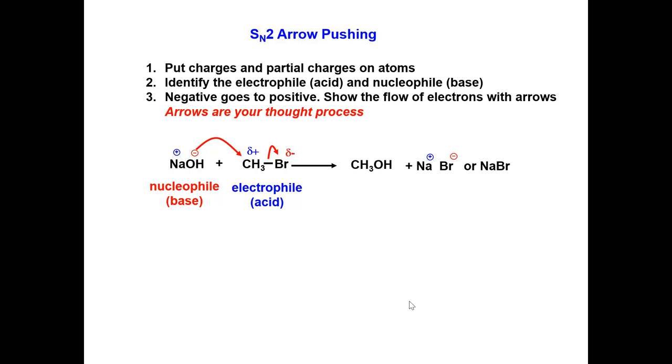Using your arrows as a guide, draw the products. Your arrows show bond formation and breaking. Oxygen-carbon bond formation, carbon-bromine bond breaking, products formed.